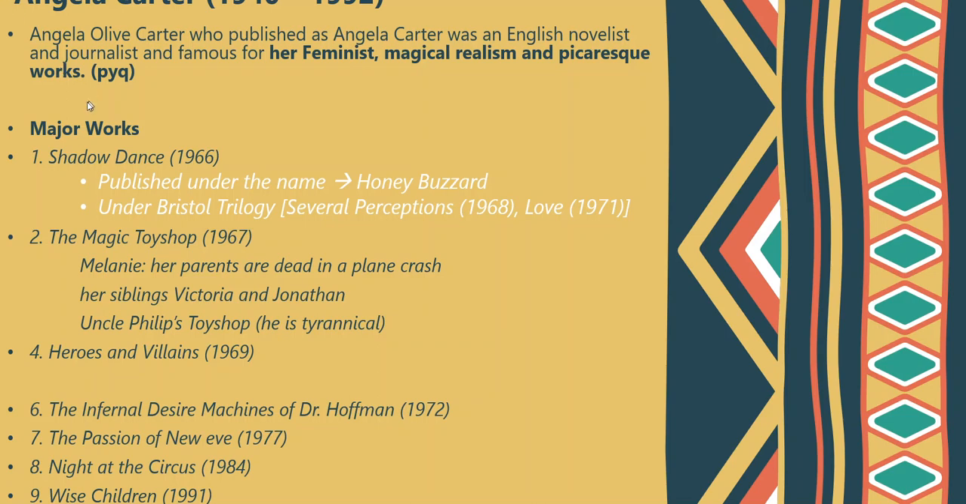But you will find in Magic Toy Shop the elements of magic realism. So do read the plot. Right now, if you can't, just remember at least the names of the characters, Melanie, Victoria and Jonathan, and whose shop was there? Uncle Philip's toy shop. And he is tyrannical.